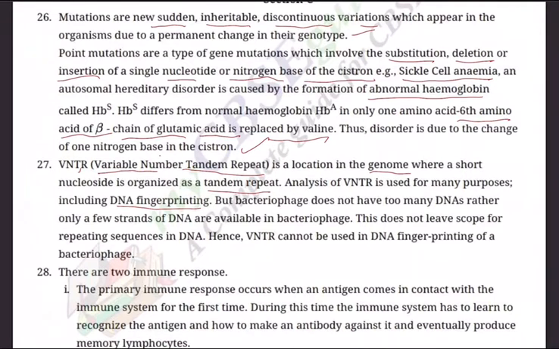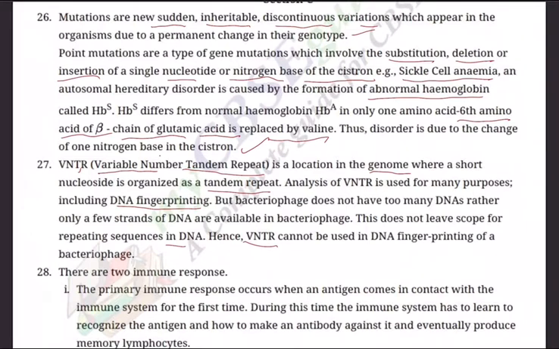Analysis of VNTR is used for many purposes, including DNA fingerprinting. But bacteriophage does not have too much DNA. Rather, only a few strands of DNA are available in bacteriophage. This does not leave scope for repeating sequences in DNA. Hence, VNTR cannot be used in DNA fingerprinting of a bacteriophage.